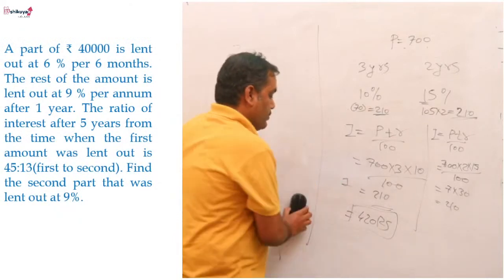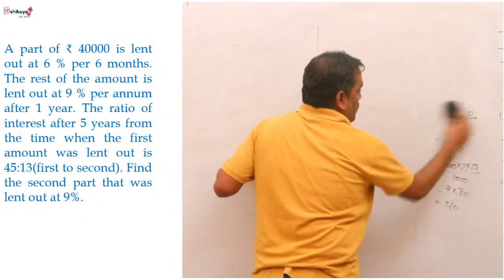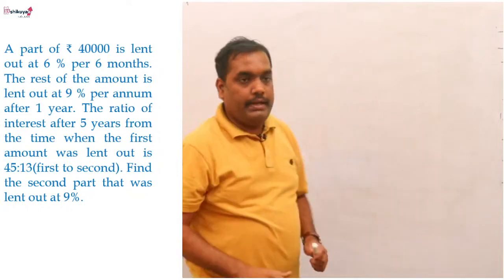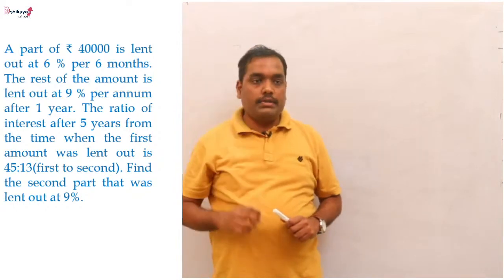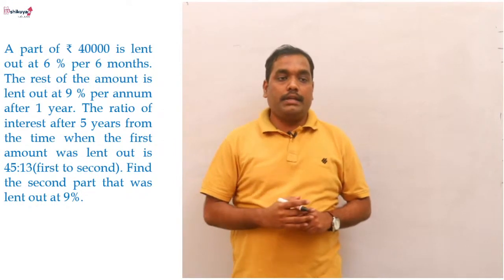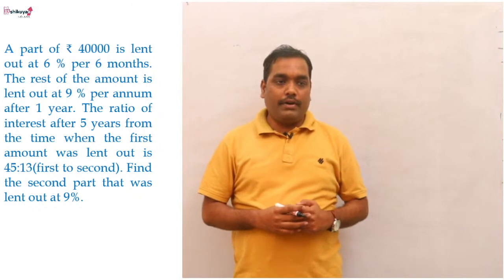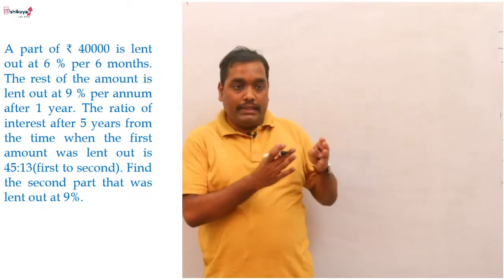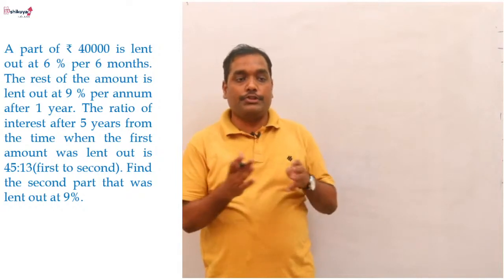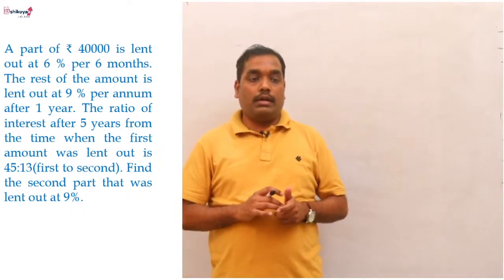Just read the question first of all and try to understand the meaning of it, so that we can solve the problem easily. Read the statement. A part of rupees 40,000 is lent out at 6% per 6 months. The rest of the amount is lent out at 9% per annum after 1 year. The ratio of the interest after 5 years from the time when the first amount was lent out is 45 is to 13, that is the first is to second interest amount ratio. So find the second part that was lent out at 9%.